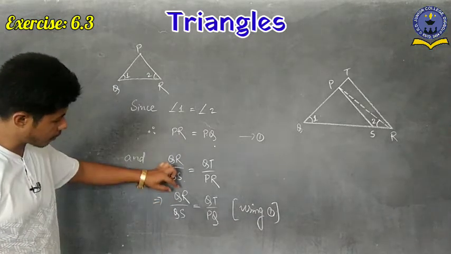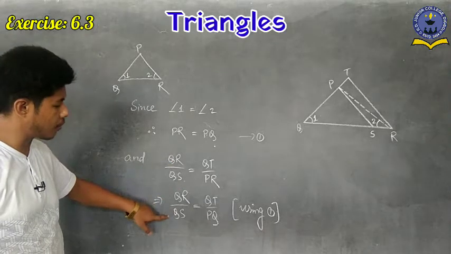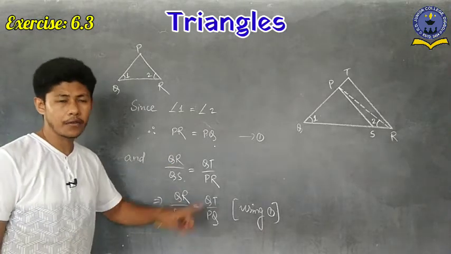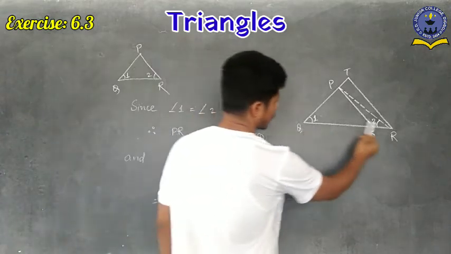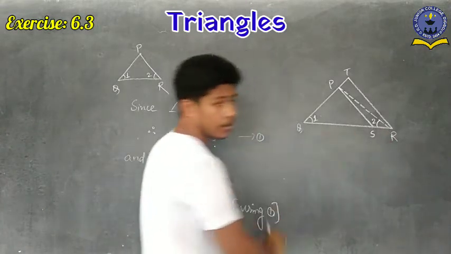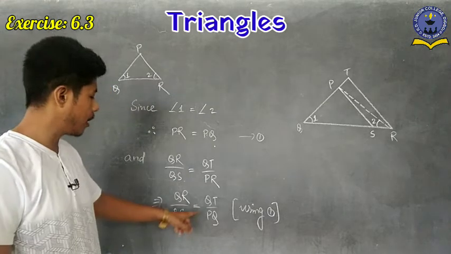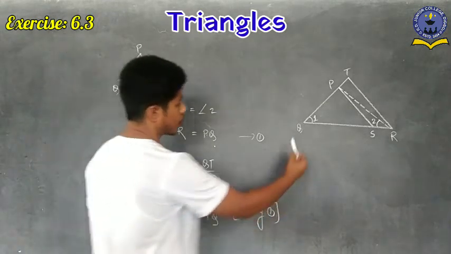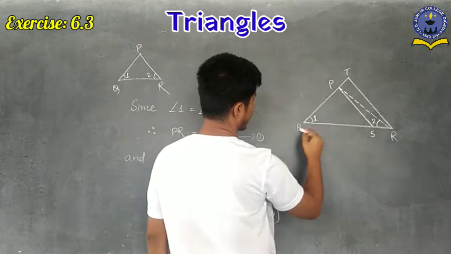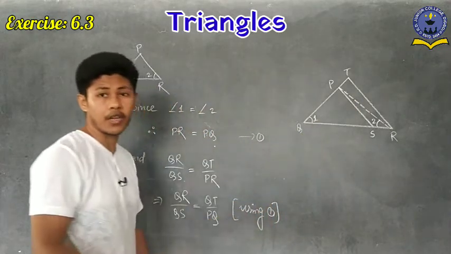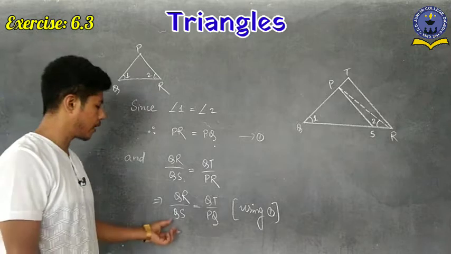If you see here QR by QS, QT by PQ, and in the diagram, QR by QS means this one is QR and this one is QS. Similarly, QT by PQ means this one is QT, and PQ we can also write as QP. The meaning is the same here. So we can write these two results.